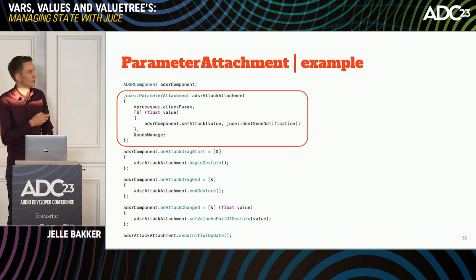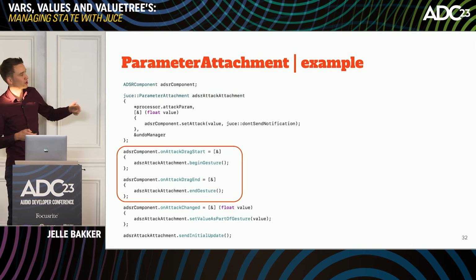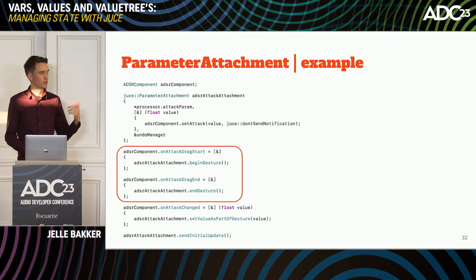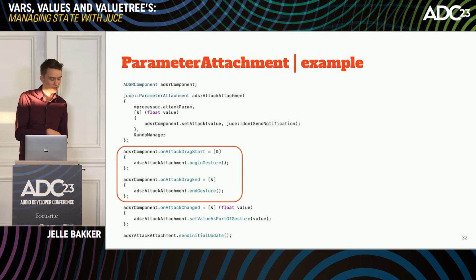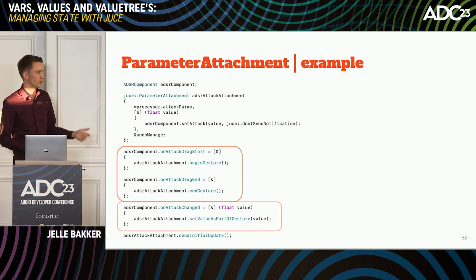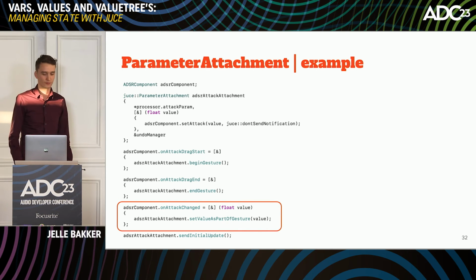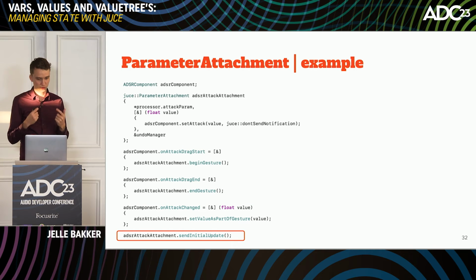And then the other way around, when you start dragging the component in your plugin UI, send the begin gesture. When you finish dragging, send the end gesture. And during dragging, you send the set value as part of the gesture. And then you finish this code with, when you construct the parameter attachment, you have to call send initial update to force your component, when it appears, to be in the right state.